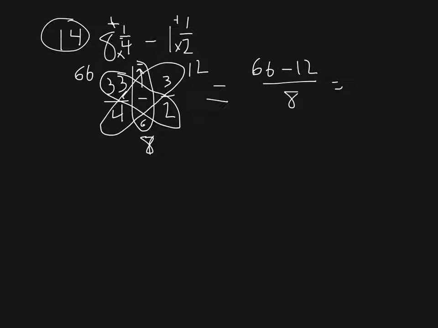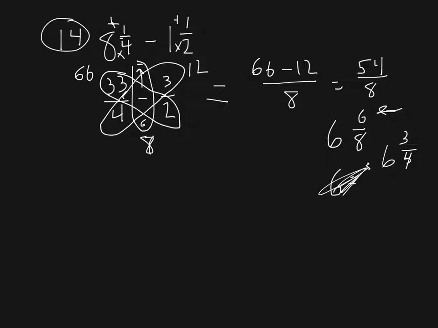66 minus 12 is 54 over 8. 8 goes into 54 6 times with 6 left over. The remainder will always go to the top. All right. Now 6/8 can be simplified. They're both even, so you end up getting... Oh, sorry, not equal. It's 6 and 3/4.